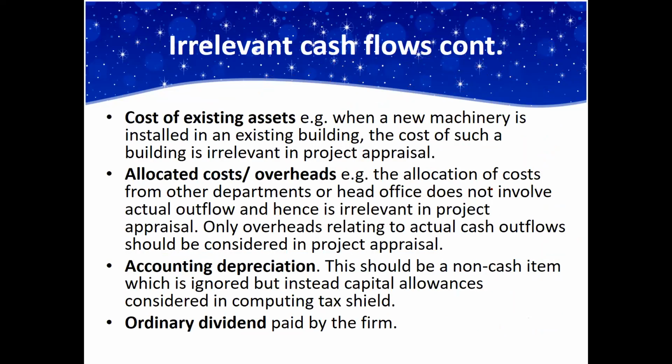Then you have the cost of current assets. If you already have some other assets you bought two years ago, three years ago, how do they influence this decision? They don't. Those are sunk costs. You have already paid for them, so they are part of irrelevant costs.